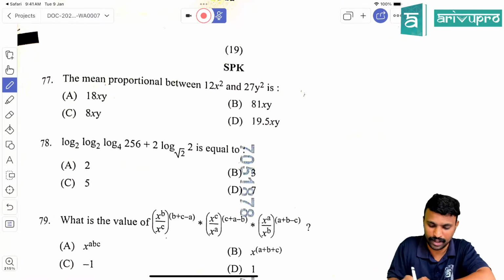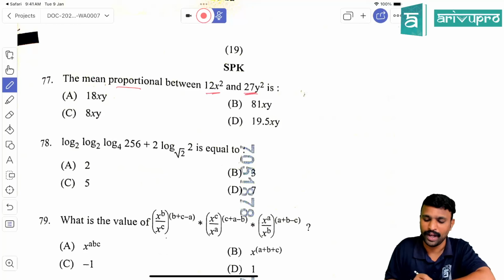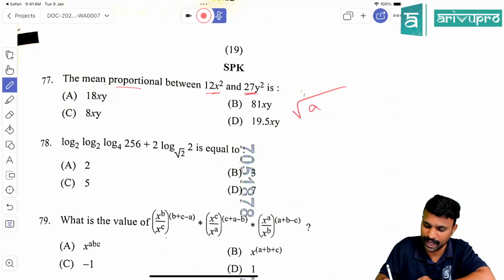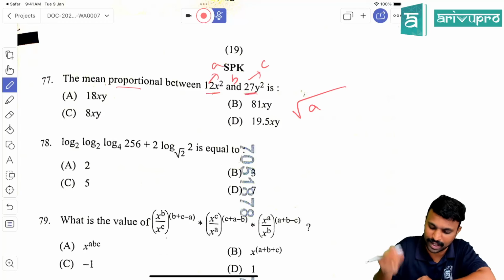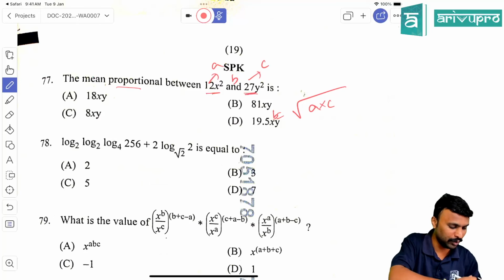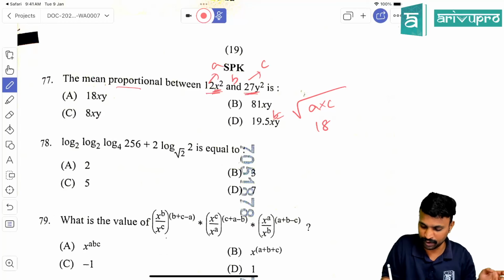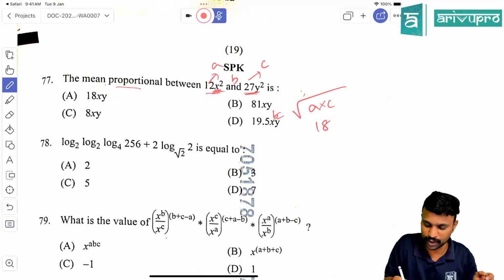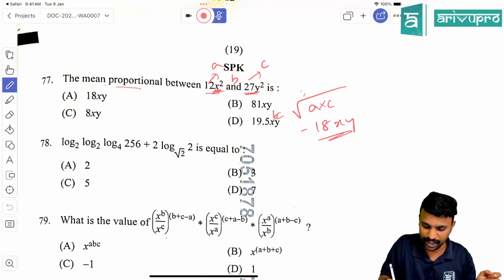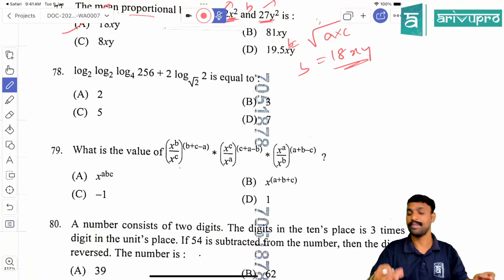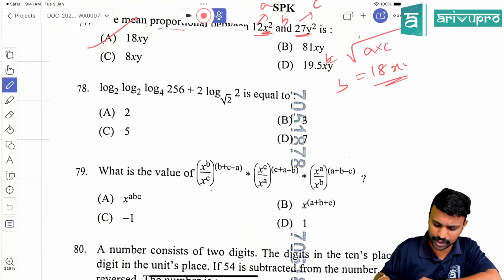77th question. The mean proportional between these two. Guys, how do you find the mean proportional? If this is A and this is C, the mean proportional is B, so B is equal to root of A into C. First find 12 into 27, press equal, press the root, it is 18. And x square, y square, if you take them out of the root, it becomes xy. So B value is 18xy. Is it clear? Guys, the next question.